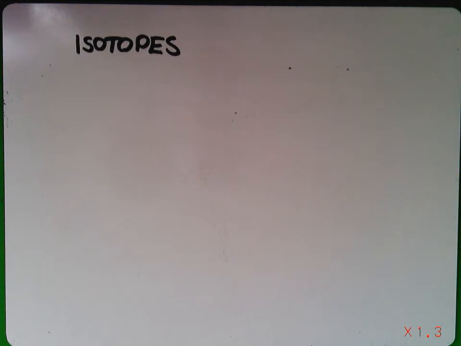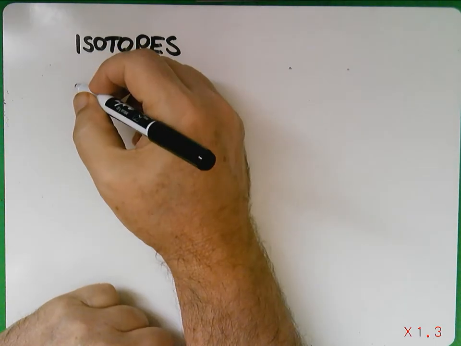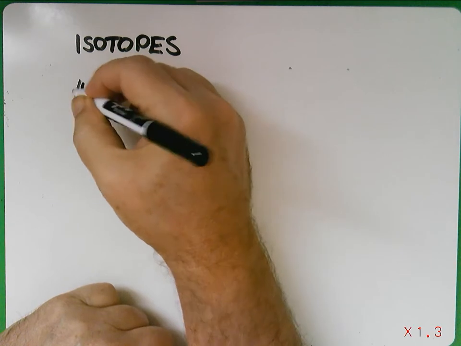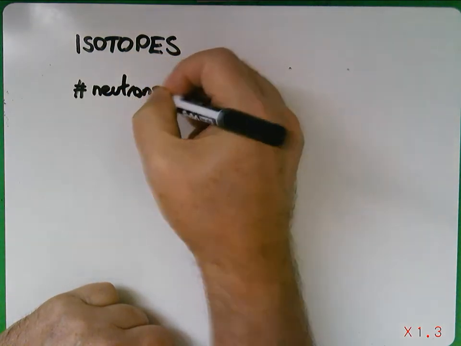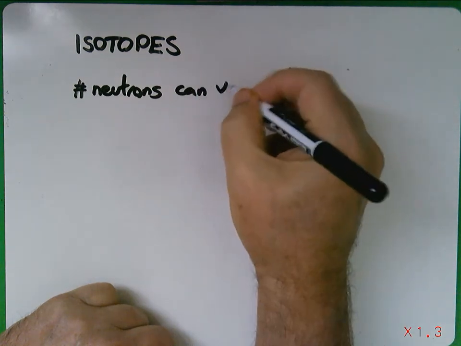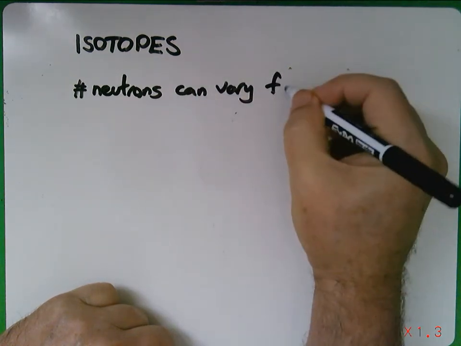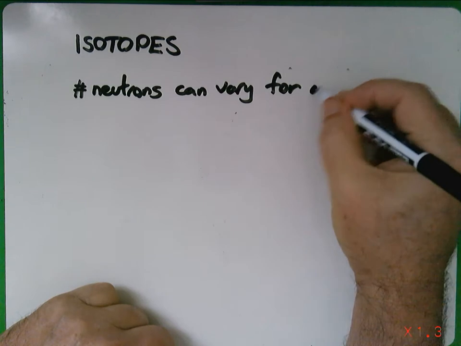So it turns out that for atoms of the same element, you can have varying numbers of neutrons. The number of neutrons can vary for atoms of the same element.